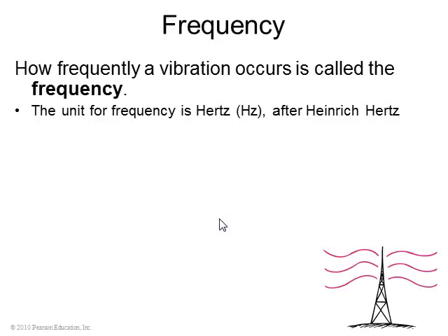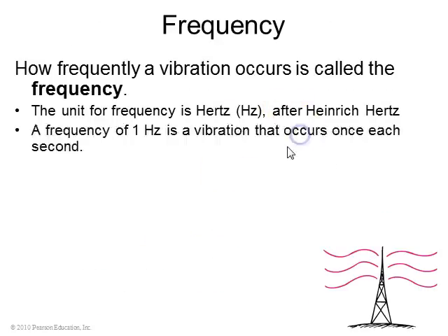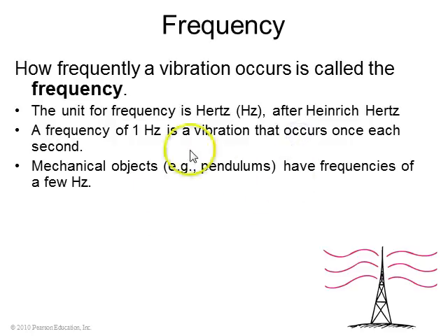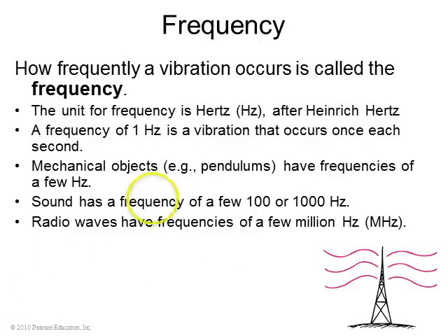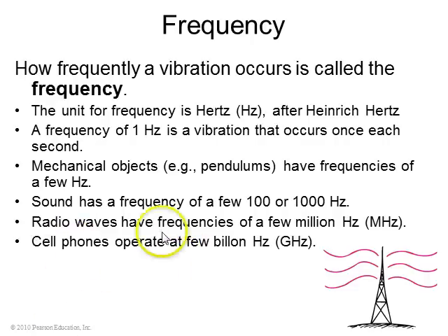Frequency is how frequently a vibration occurs. It has unit hertz, and some examples are pendula have 1 hertz, one vibration per second, or maybe less than that, or slightly more. Sound has frequencies of hundreds or thousands of hertz. Radio waves can have millions of hertz frequencies, and cell phones operate at the billions of hertz or gigahertz.